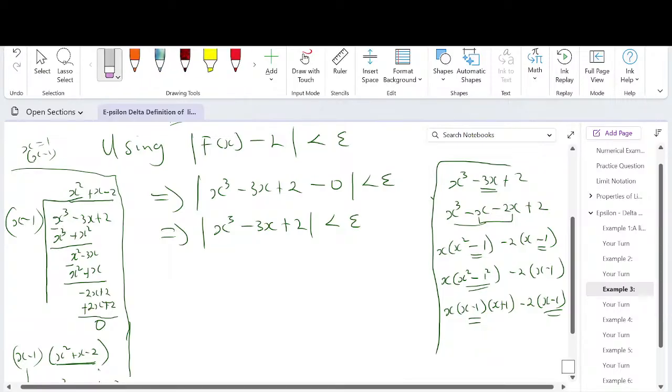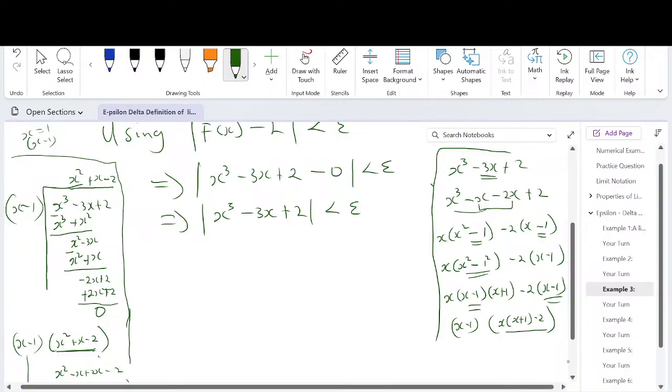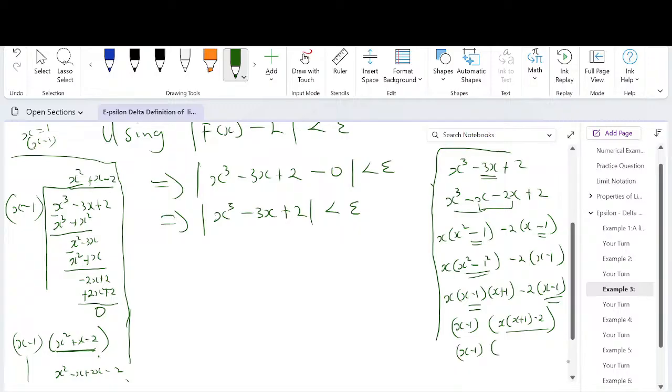Let me take it to the other one. So I have x minus 1 common, so I can put x minus 1 outside. Then inside, it will be x into x plus 1, then minus 2. So I can simplify what we have here. This will be x minus 1 into x squared plus x, then minus 2. Okay, so that is what we will do.